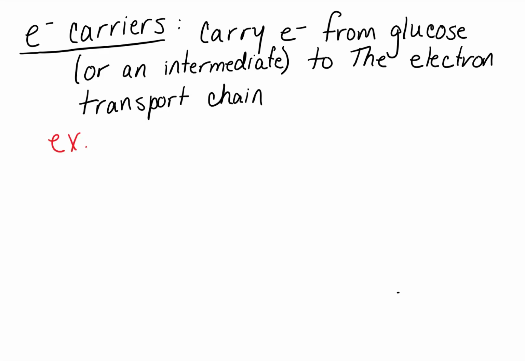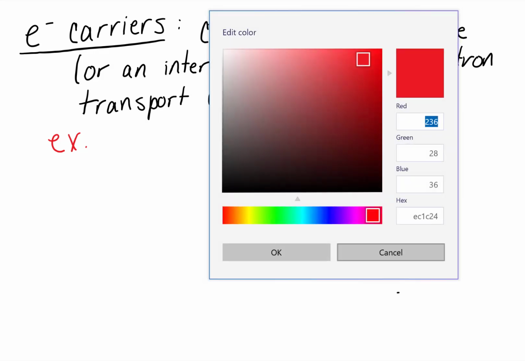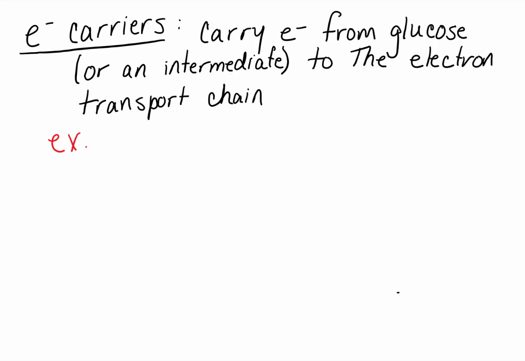And an example of an electron carrier is a molecule called NAD+. This particular molecule has the role of taking electrons from glucose and carrying them where they need to be as part of cellular respiration. This electron transport chain is an important step in the overall process of cellular respiration, and we'll be taking some time to review that a little bit later.